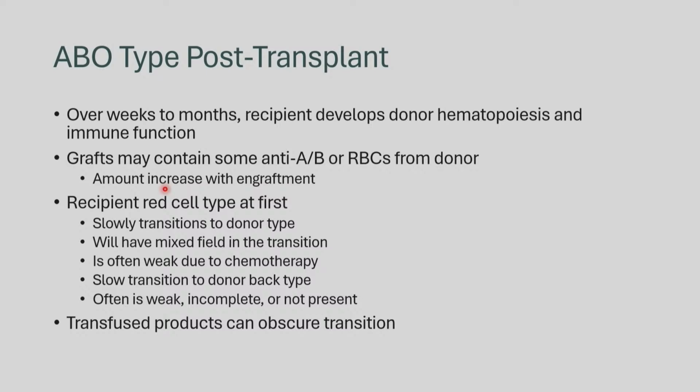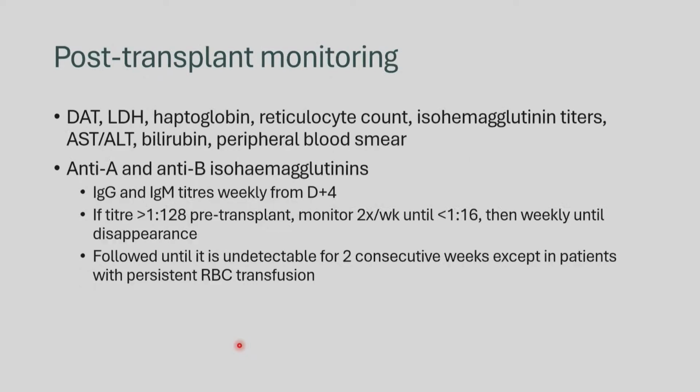The recipient red cell type is seen at first, which slowly transitions to the donor type, and in the transition phase you have a mixed field type. It's often weak due to the chemotherapy, but the slow transition to the donor type will happen inevitably. Transfused blood products can sometimes obscure the transition phase, which can get confusing. But once the engraftment is done and transfusions are stopped, you get clarity that the donor stem cells have engrafted and the blood group changes.